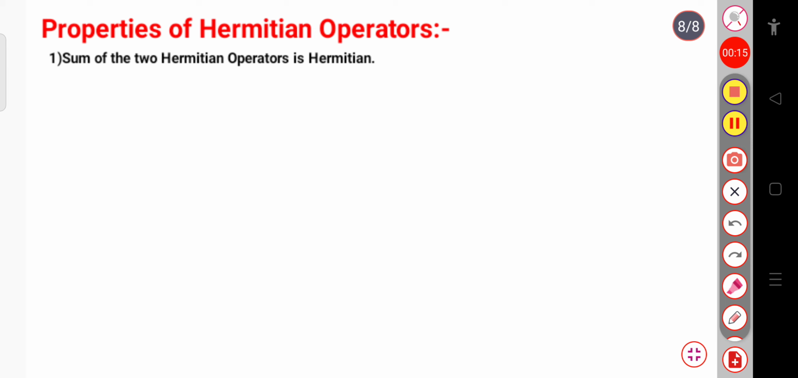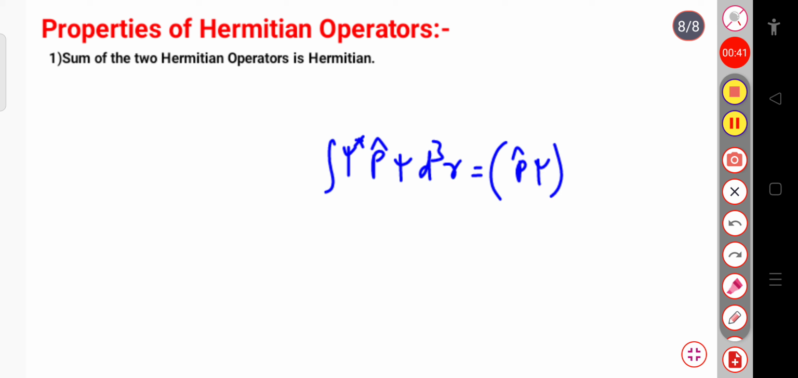First of all, I have already told you in my last class that in the case of a Hermitian operator, suppose P cap is a Hermitian operator, we can write: integral of psi star P cap psi d tau is equal to the integral of P cap psi whole star psi d tau. This is the basic property of the Hermitian operator.